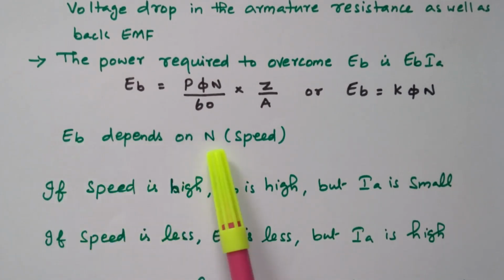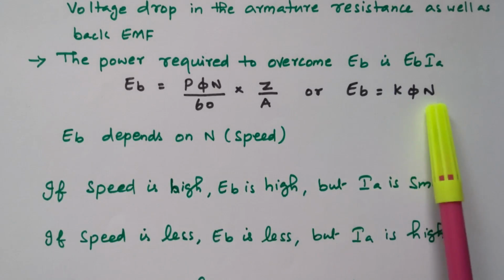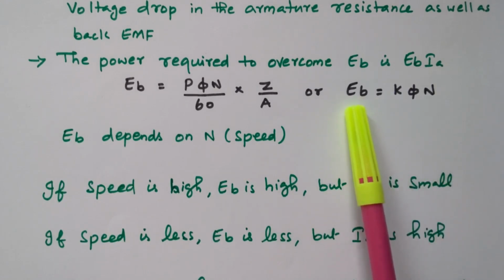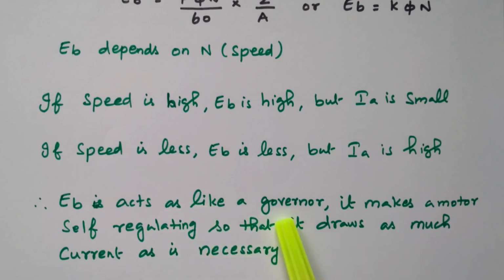So E_B depends upon the speed of the motor, right? Both are proportional. If speed increases, the back EMF also increases. If speed decreases, the back EMF also decreases. So finally, E_B will act as a governor. It makes the motor self-regulating, so that it draws as much current as is required. So E_B increases means speed also increases, E_B decreases means speed also decreases, right? Due to that it acts as a governor.